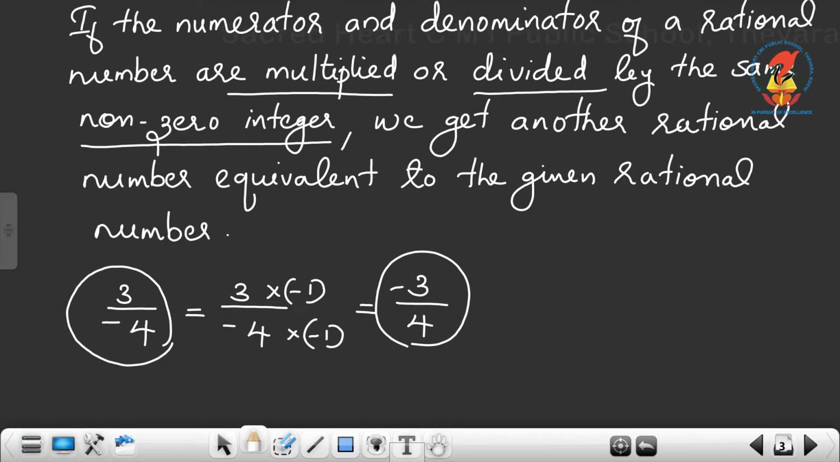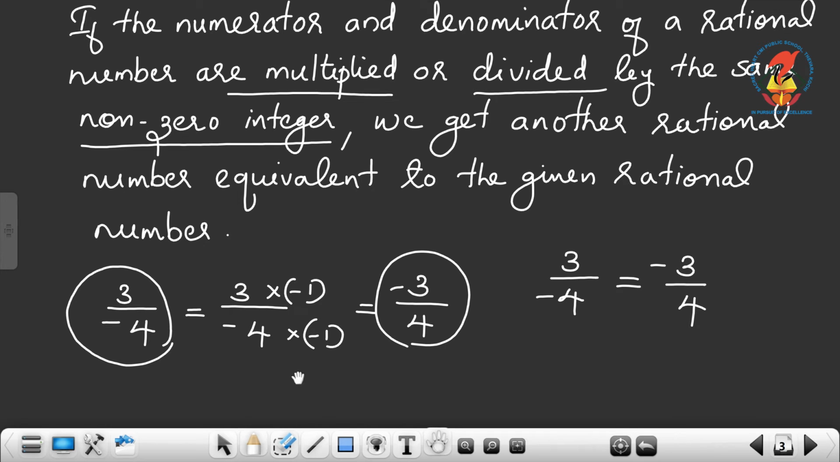So what is the meaning of that? 3 by negative 4 we can write as negative 3 by 4. So negative 3 by 4 is an equivalent rational number of 3 by negative 4. So 3 by negative 4 is equal to negative 3 by 4.